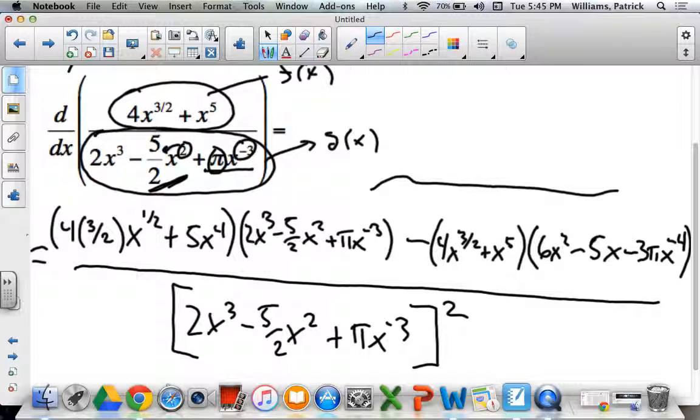that's the most important part. The simplification will come. That's like Algebra 1, Algebra 2 stuff, okay? You guys have been doing that forever. The biggest thing is the calculus stuff, which is applying the quotient rule.